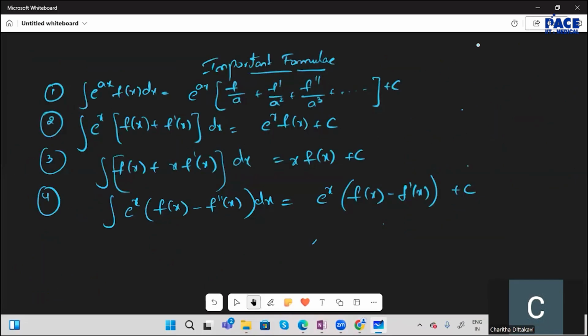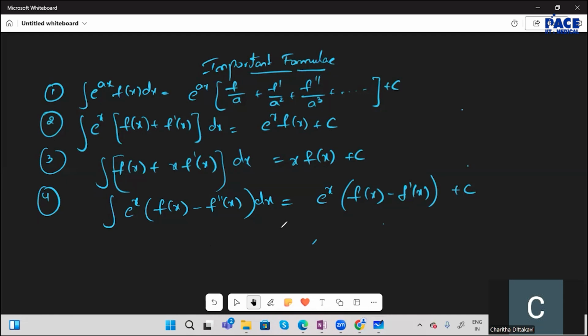So welcome to the next set of integration problems based on a few important formulas that we are going to solve today. So 1, 2, 3, and 4. I have given you 4 important formulae which give us the best answers. We have actually derived these formulae and kept them ready for our future use, right?